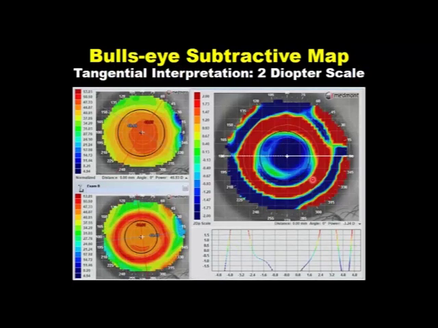Now let's switch over to the tangential map. And in the tangential, we're looking for this red ring of significant curvature change in the eye surface, where the reservoir of fluid is in your ortho-K lens. And we can see that the red ring appears very well centered to the black pupil. So this patient appears to have a lens very well centered overnight. And the effect appears ideally suited. So this is what you call your bullseye subtractive map. This is what you want ideally in orthokeratology.